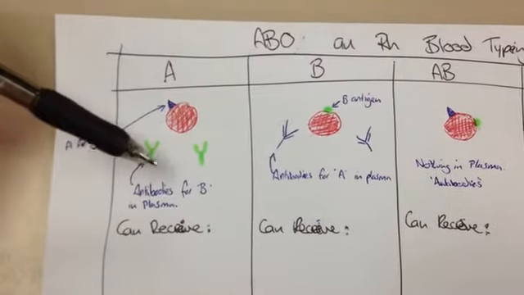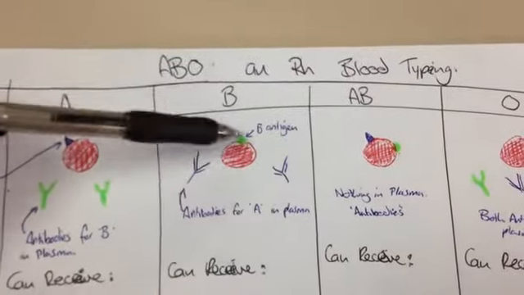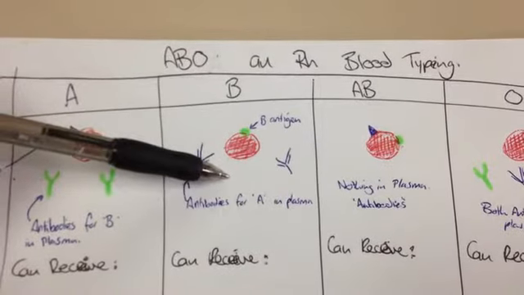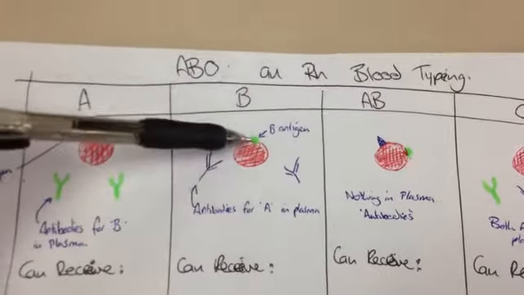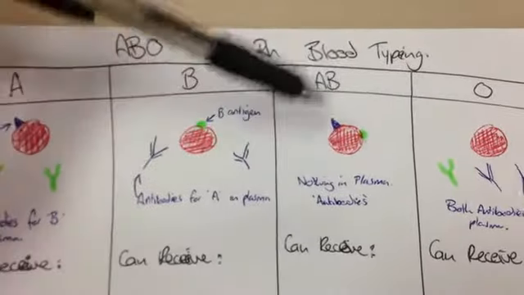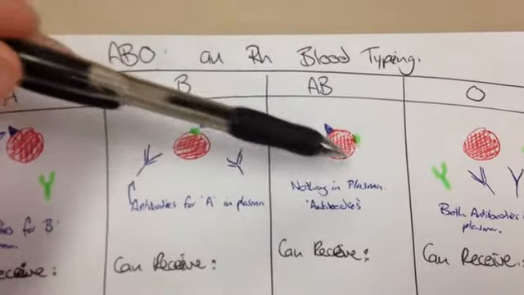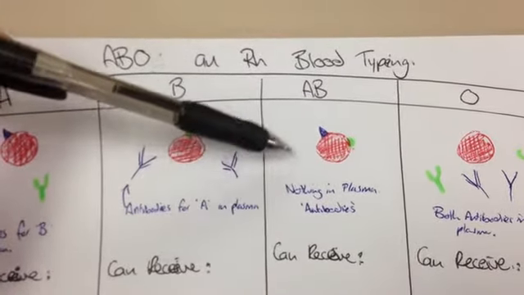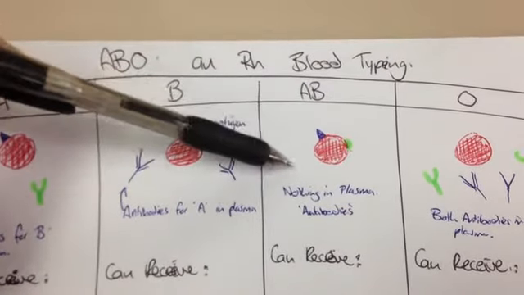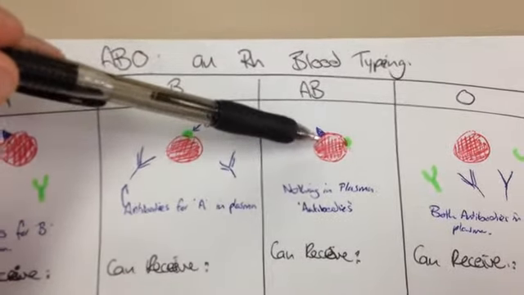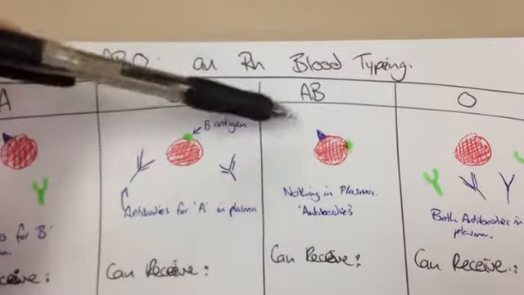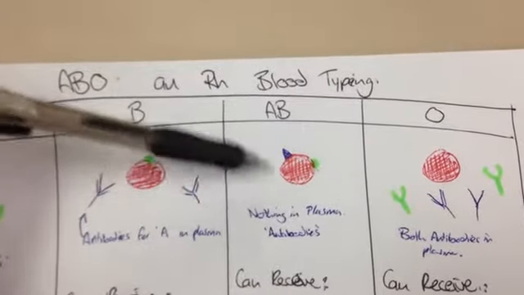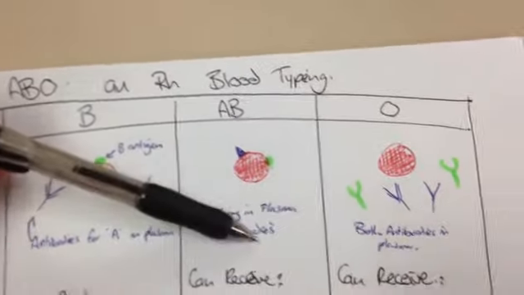Okay? So we'll move on to B. B obviously has a B antigen, and then it has antibodies against A. So it's protecting itself against an A antigen. AB has both A and B antigens on the red blood cell, and it obviously can't have B or A antibodies in the plasma because it would attack its own blood cell. So it's got nothing in the plasma. It's just got A and B antigens, and it doesn't have protection against other blood cells.